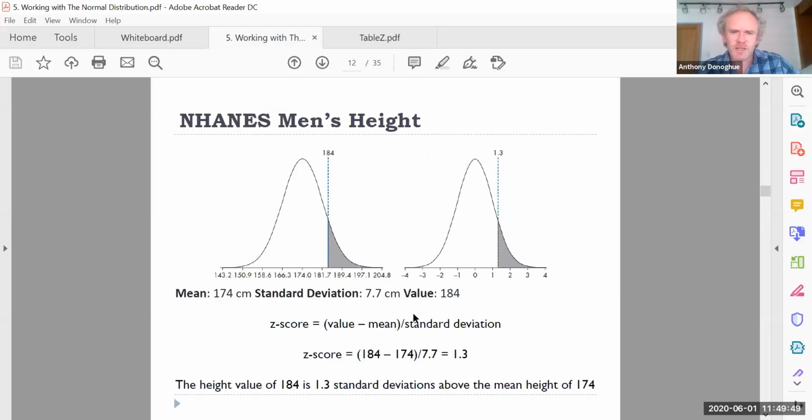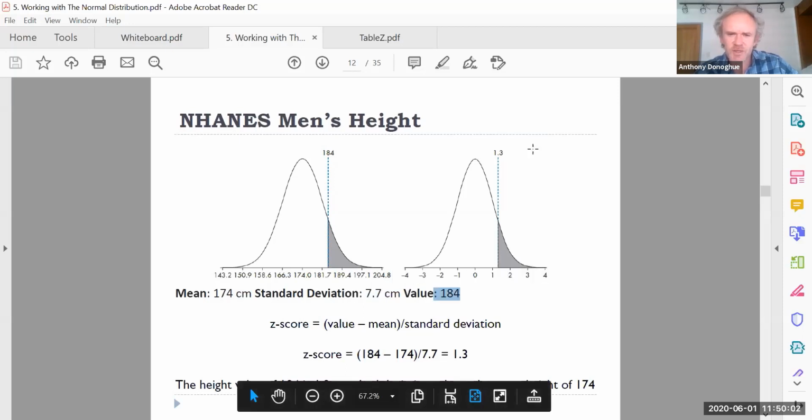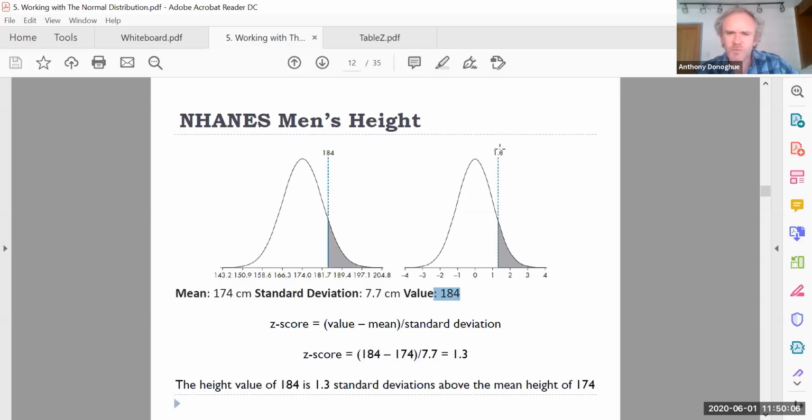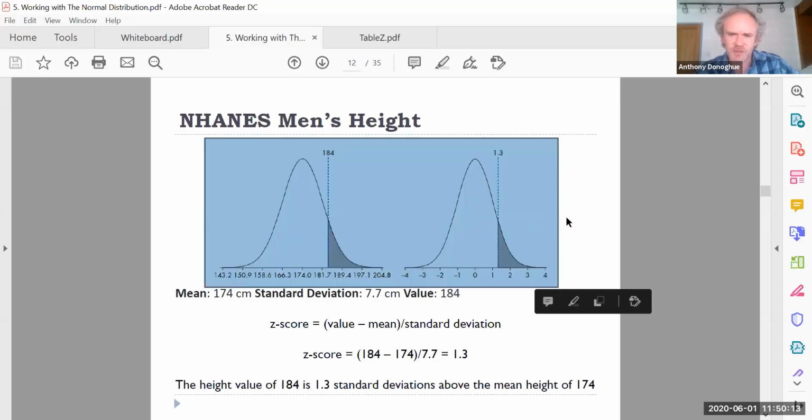For example, here with the height data, with a mean of 174, which we calculated, and the standard deviation, which we calculated, take a value of 184, put it into a z-score calculation here, and you get 1.3. The value of 184 is 1.3 standard deviations above the mean height of 174. And that's what the z-score means.